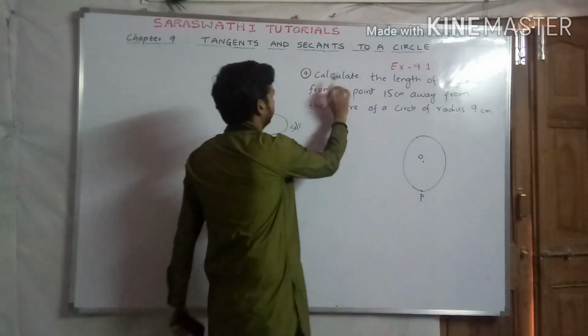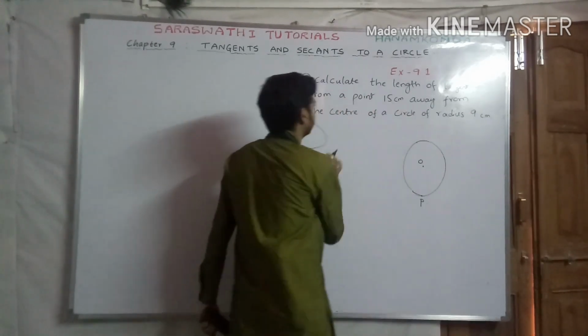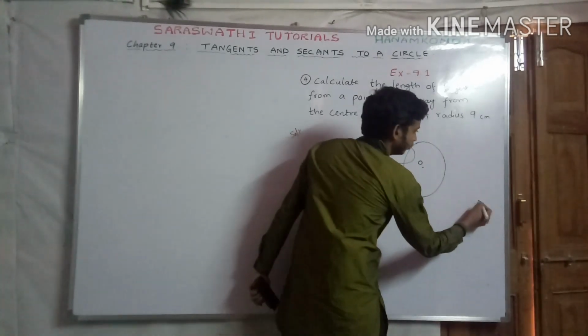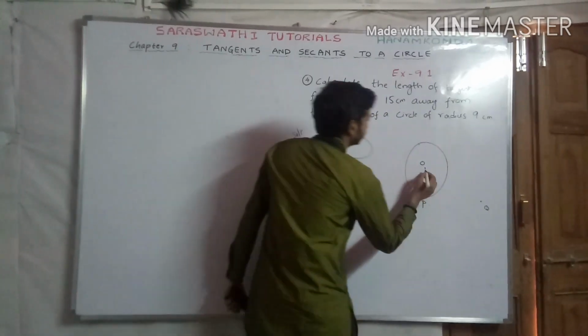In the question we have to calculate the length of a tangent from the point 15 centimeters away from the center of a circle. So let Q be a point. This point is 15 centimeters away from the center of the circle.